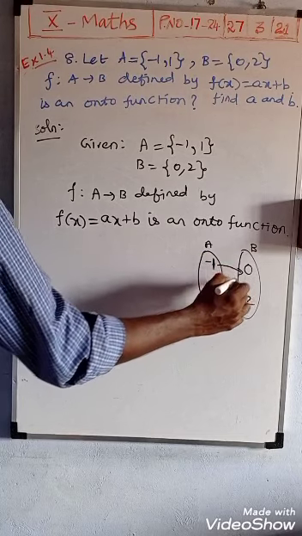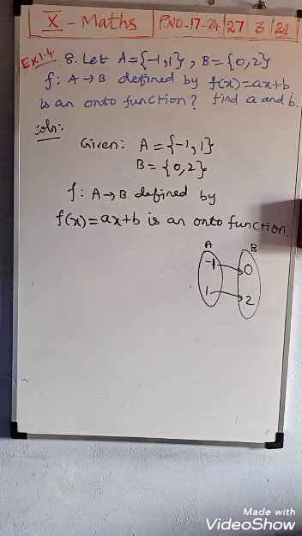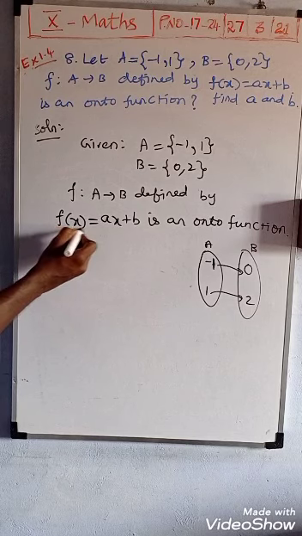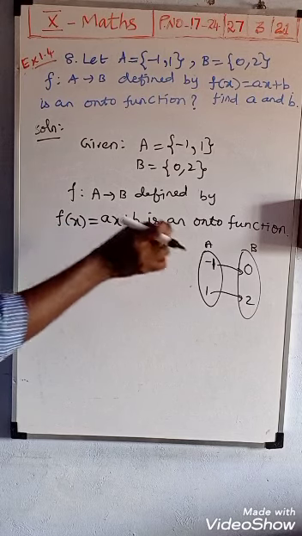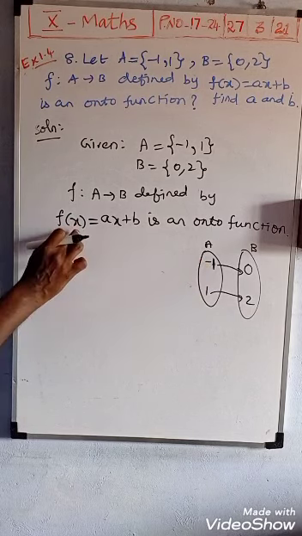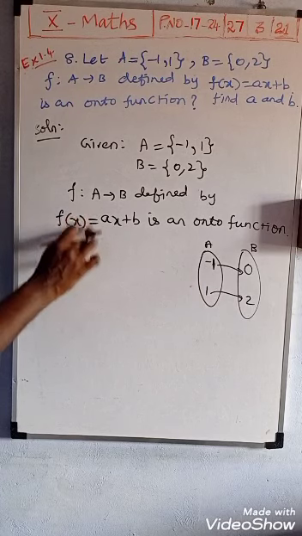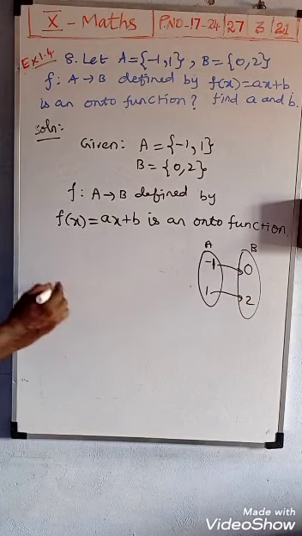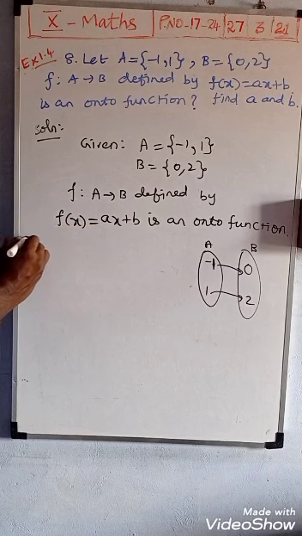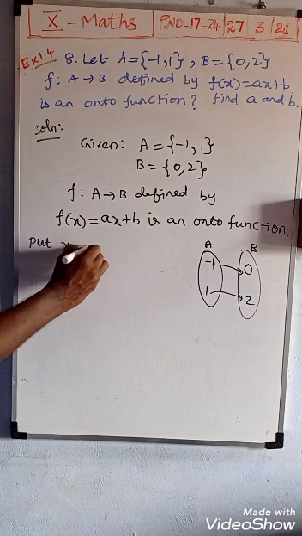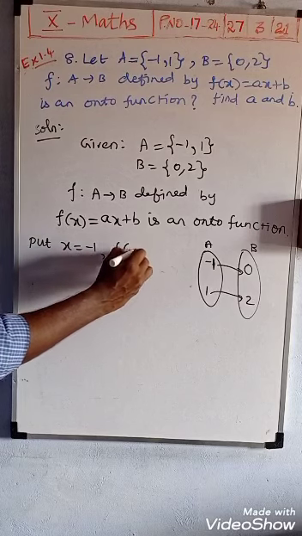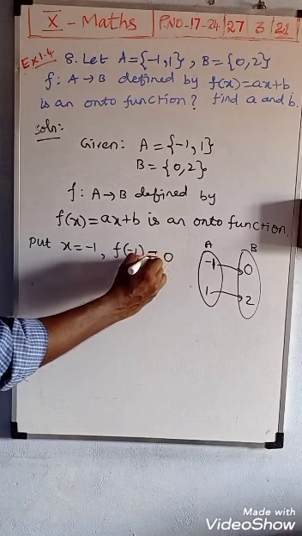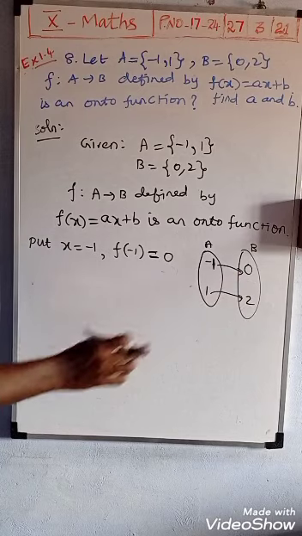So minus 1 is 0, 1 is 2. Okay, you can change and map also, you will get the answer. Now the function is f of x is equal to ax plus b. It means when you substitute x is equal to minus 1, f of minus 1 value is 0. So put x is equal to minus 1, f of minus 1 is equal to 0.